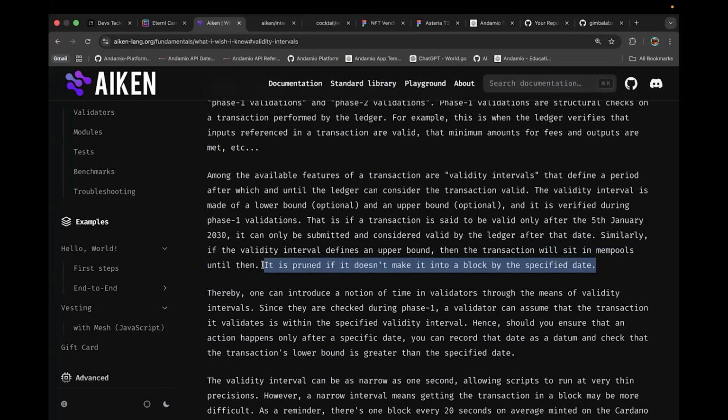Like an escrow or something. No, not an escrow. It's just a mempool. So it's a memory pool. That means it is waiting until then. It is pruned if it doesn't make it into the block by the specified date. Oh, yeah, I think it makes sense.